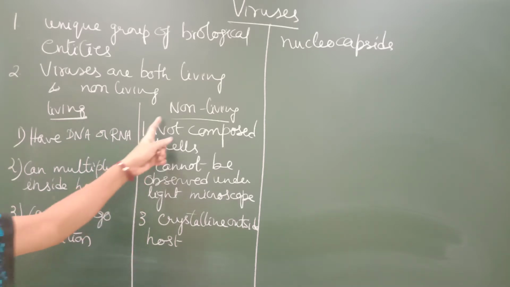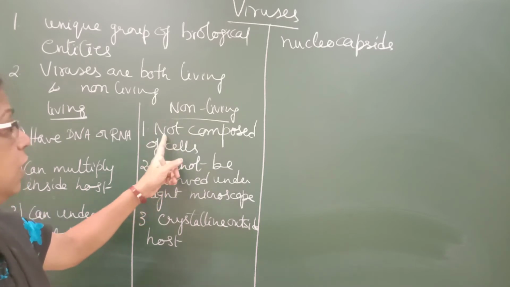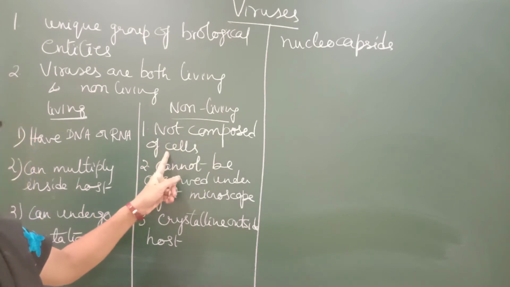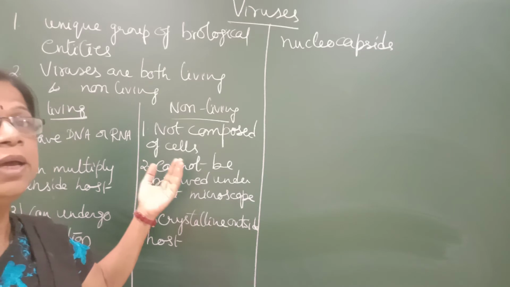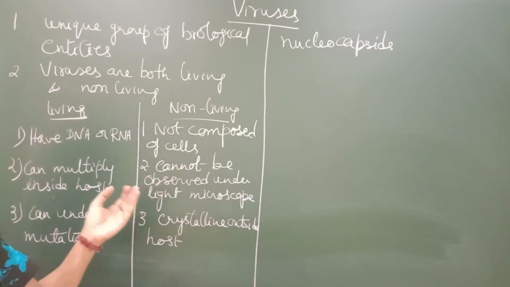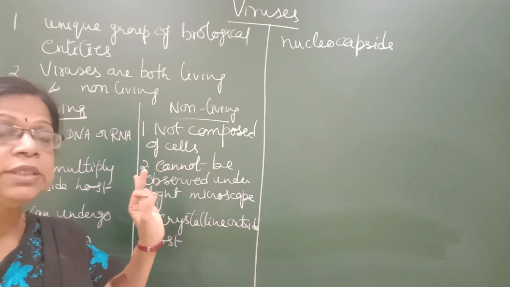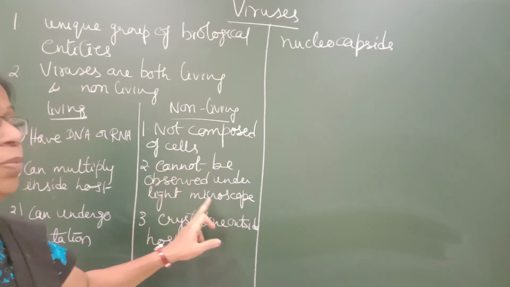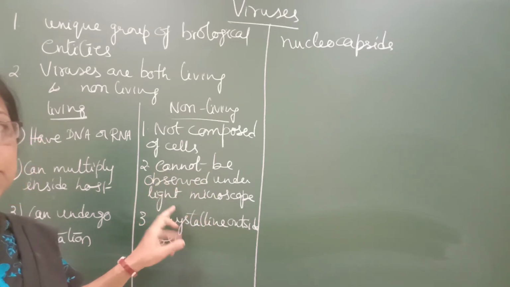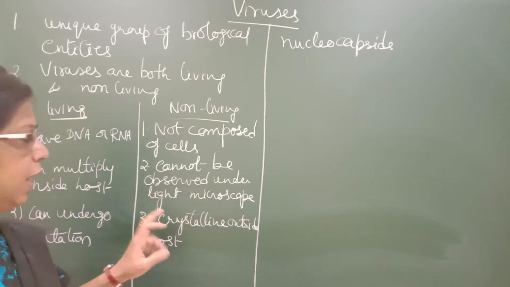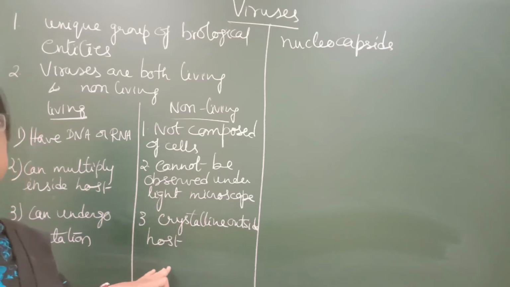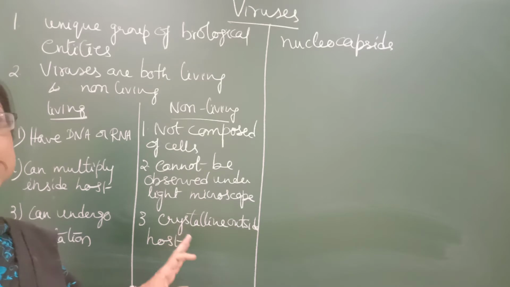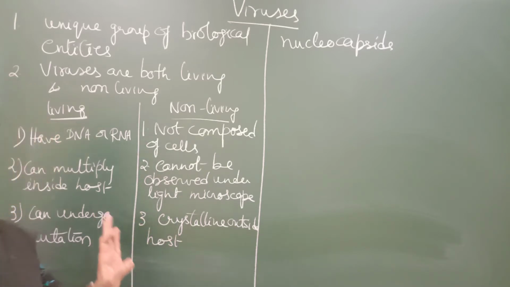Now, what are the non-living characters? They are not composed of cells. Just now I told you they are acellular or non-cellular, that means they do not have proper cell structure. They cannot be observed under a light microscope, they are very, very small. And they are crystalline outside the host.